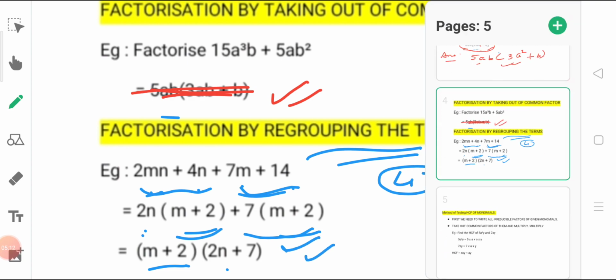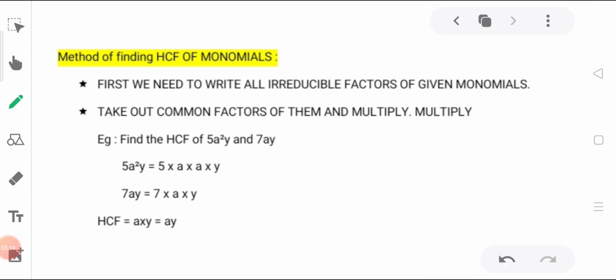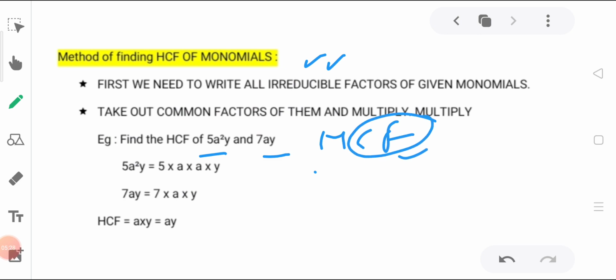Next, we are taking the method of finding out the HCF of monomials. Suppose a monomial term is given. This is a monomial, this is a monomial also. Now we have to take out the HCF. We know that HCF is the highest common factor. Highest common factor means first we need to find out the common factors. So first we need to write this monomial and this monomial in the factorized form. So 5a square y can be written as 5 into a into a into y, right? And 7ay can be written as 7 into a into y.